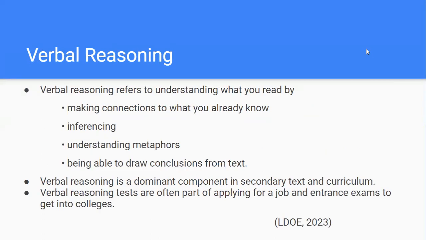Verbal reasoning is the last strand, and it refers to understanding what you read by making connections to what you already know, inferencing, understanding metaphors or comparisons, being able to draw conclusions from text. It is a dominant component in secondary text and curriculum. Tests are often part of applying for a job and entrance exams to get into college. So verbal reasoning tests are often part of some of these more complex and nuanced ways that we assess learners for college and career readiness.